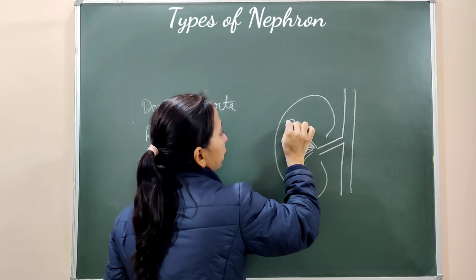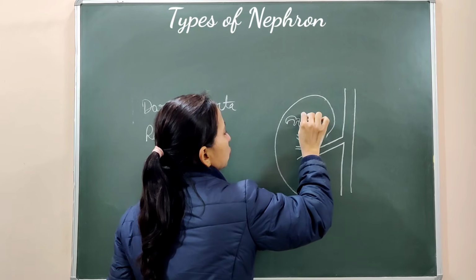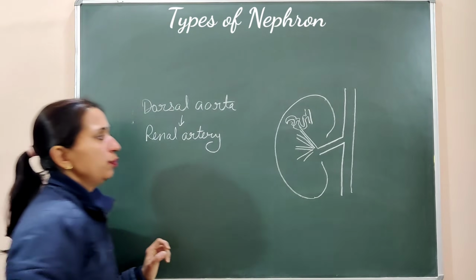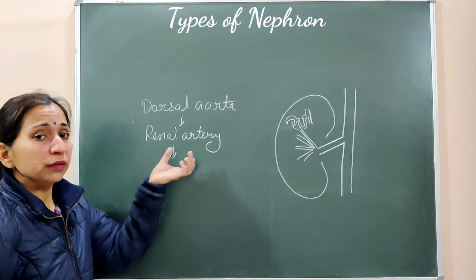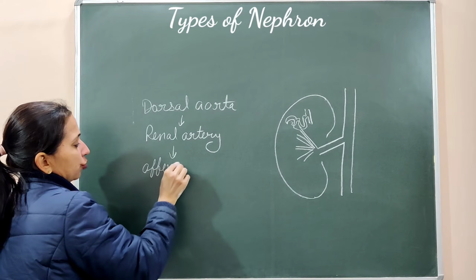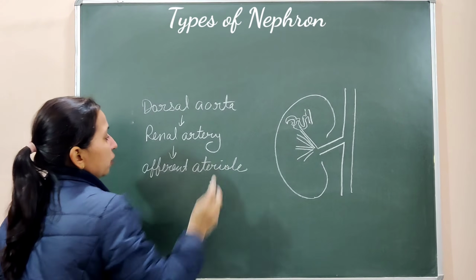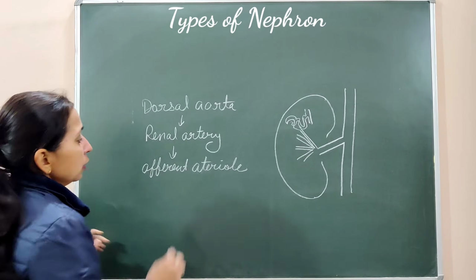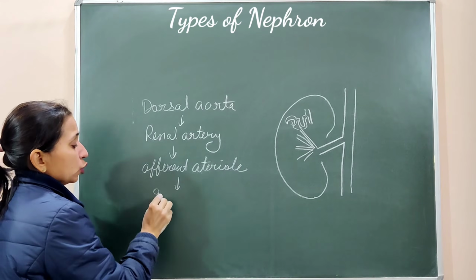Here we have seen that it will enter into the Bowman's capsule. This is the structure of the nephron. Before entering the Bowman's capsule, these arteries form the afferent arteriole. The afferent arteriole enters the Bowman's capsule, which has the wider area. In the Bowman's capsule, it will further divide into capillaries, which is known as glomerulus.